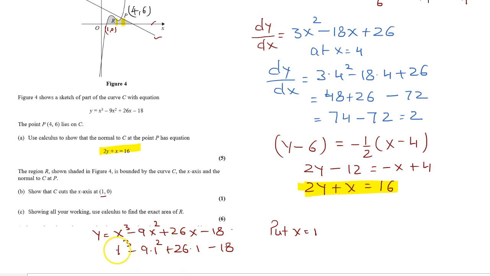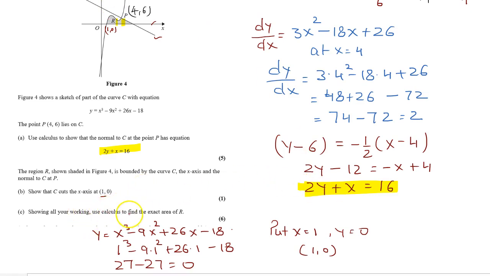So 1 cube minus 9 times 1 square plus 26 multiply 1 minus 18. 26 plus 1 is 27, and 18 plus 9 is 27. So we get y is equal to 0. So it means (1, 0). These are the coordinates of this point.